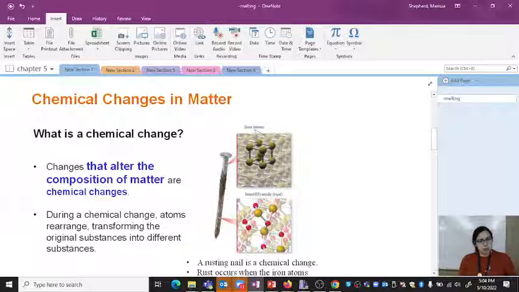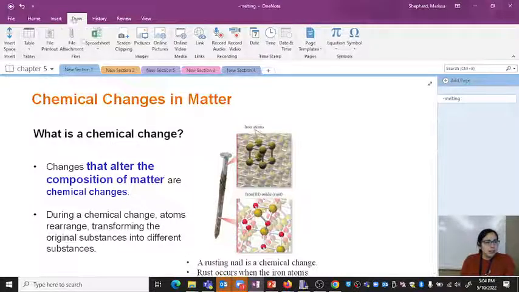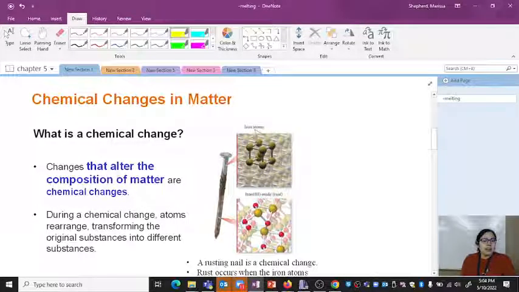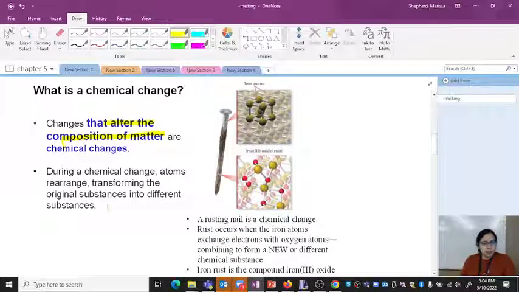We'll be looking at chemical changes in this chapter and how to write them. A chemical change alters the composition of the matter. We'll learn that matter is neither created nor destroyed, but instead these atoms just rearrange, transforming the original substances into different substances.